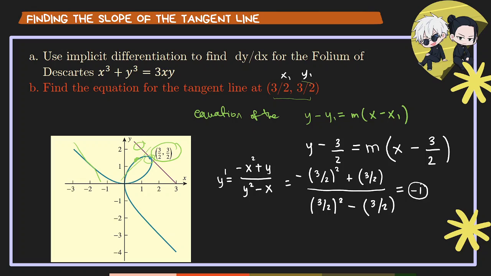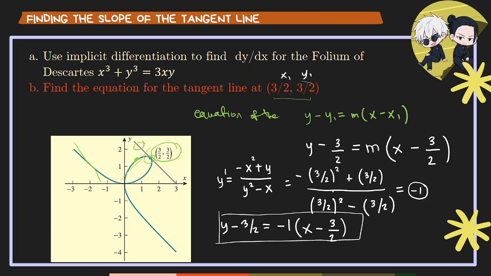So, meron na tayong slope. So, makukompleto na yung equation ng tangent line, which can be y minus 3 over 2 is equal to negative 1 times x minus 3 over 2. So, this is the equation of the tangent line. If you want to write it, pag sinabing standard form, find that standard form equation. Ano ba yung standard form natin? Y is equal to mx plus b, diba? So, paano natin gagawin yon?